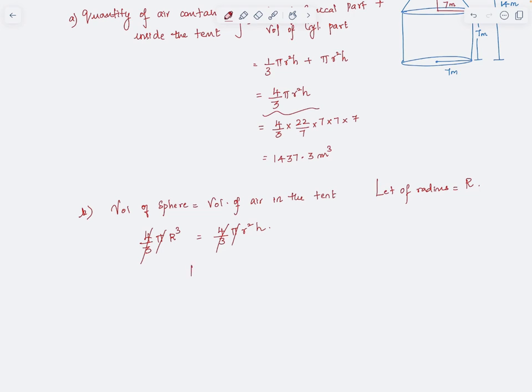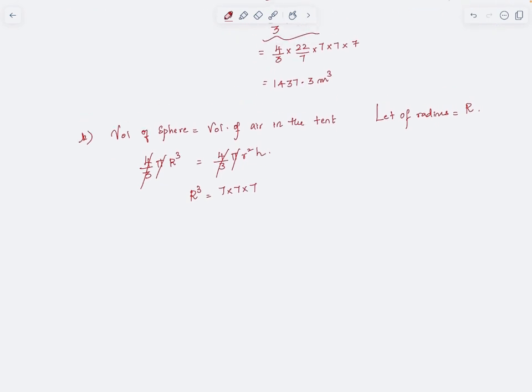On further simplification, we get R cube is equal to, radius is 7 and height is also 7. This implies the radius of the sphere is 7 meter.